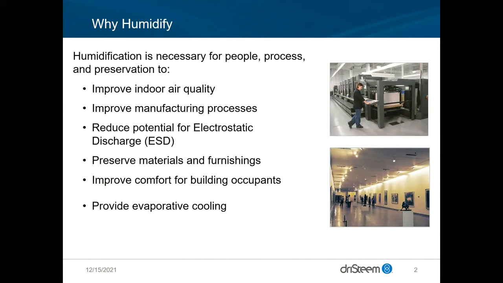So why do we need humidification? Well, we're going to get into the physics of that in a little bit, but there's really four reasons. For people and their health, probably the most important one, and the very common reason for doing it.